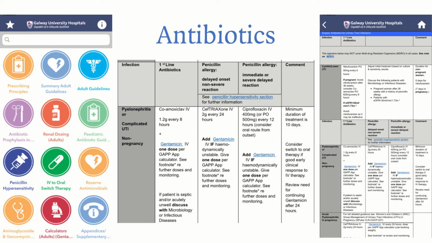Okay, so if there is penicillin allergy, then the choice is ceftriaxone IV 2 grams every 24 hours and add gentamicin if hemodynamically unstable. So that was for a penicillin allergy that was mild. If there's a severe reaction to penicillin, then instead of ceftriaxone, you're gonna give ciprofloxacin IV 400 milligrams or PO 500 every 12 hours. Again, add gentamicin if hemodynamically unstable.